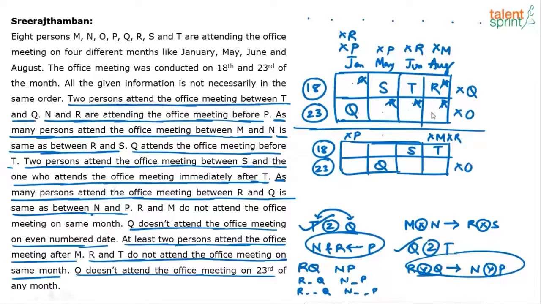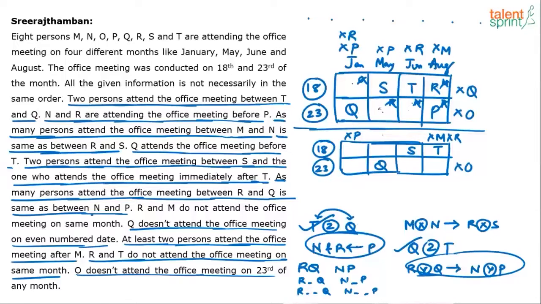If R comes here, then accordingly find out the conditions now. So number of people between R and Q. How many people are between R and Q? 1, 2, 3, 4. Yes or no? Number of people between R and Q is 4. So number of people between N and P should also be 4. And P has to come here. There is no other way. So 1, 2, 3, 4.